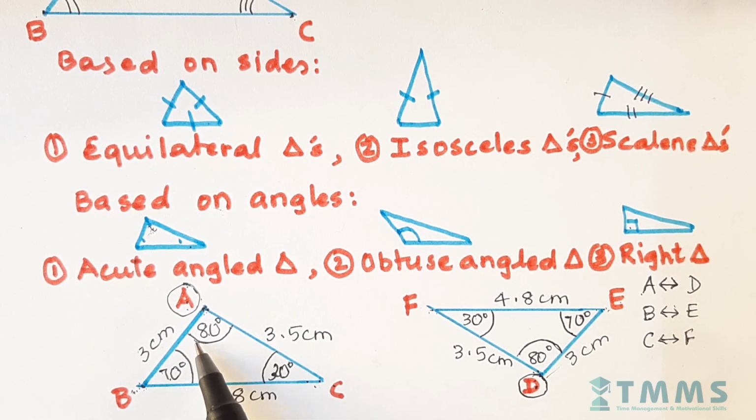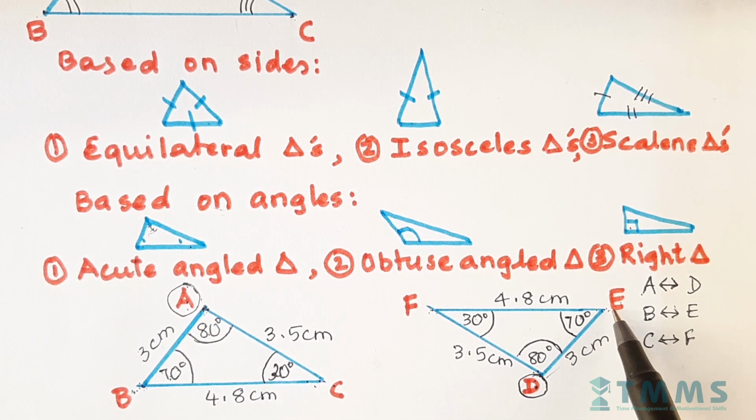Now, if I have A as 80 and B as 70 degrees, then won't our C become 180 minus the sum of these two. Now 80 degrees and 70 degrees add up to 150 degrees. And the sum of all the angles of the triangle is 180 degrees. So 180 degrees minus 150 degrees gives us 30 degrees. Similarly, over here in this triangle, angle D is 80 and E is 70 degrees.